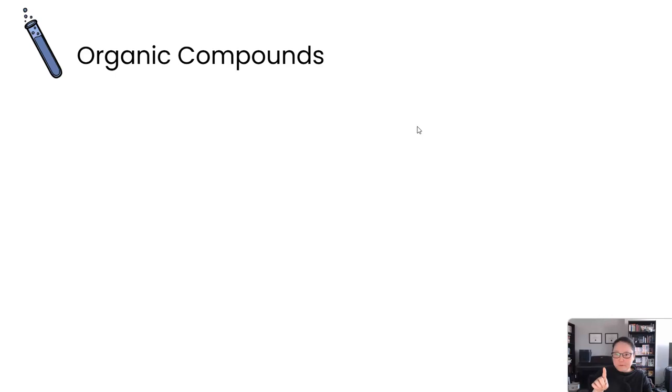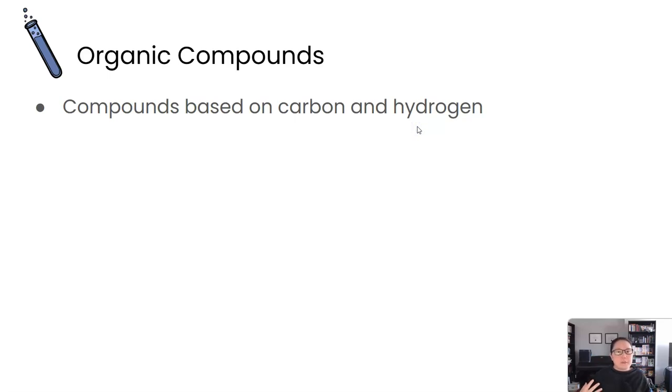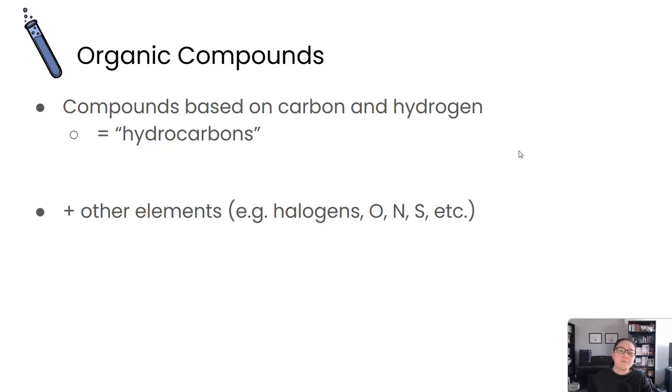Now before we actually go into the different types and so on and so forth, what are organic compounds? Well, these are compounds that are based mostly on carbon and hydrogen, and they are also referred to as hydrocarbons. You're probably going to hear me use the term organic compound and hydrocarbons fairly interchangeably. Now, is it just about the carbons and hydrogens? No, you can also get different elements in there, such as halogens, oxygens, nitrogens, sulfur, and other elements as well.